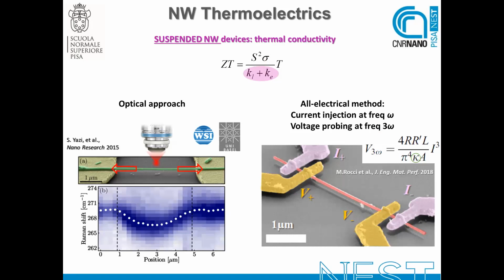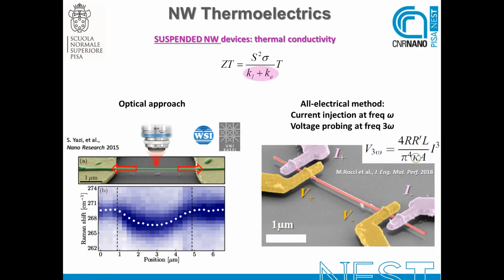So basically, again, you can go for a couple of routes in order to measure the thermal conductivity. You can exploit fully optical approaches, which consist in basically heating locally the nanowire, suspended nanowire, using a laser beam and measuring the temperature profile along the nanowire, and then using some analytical formula in order to extract the thermal conductivity in the nanowire. Or you can go for an all electrical method.